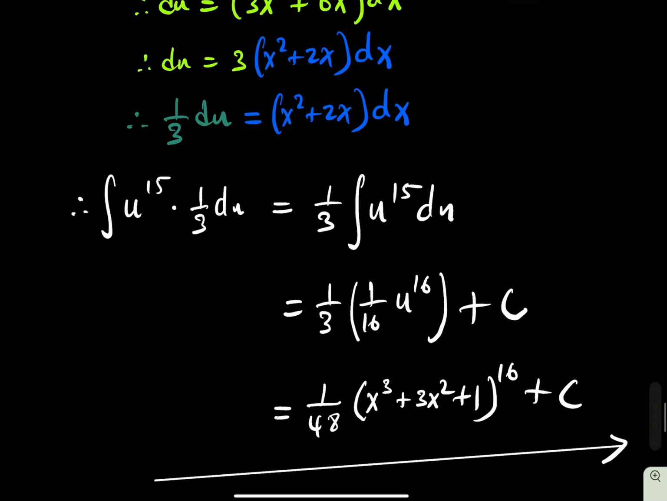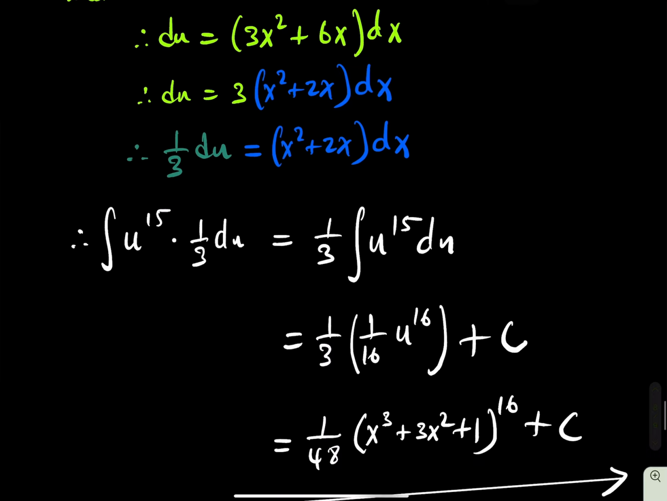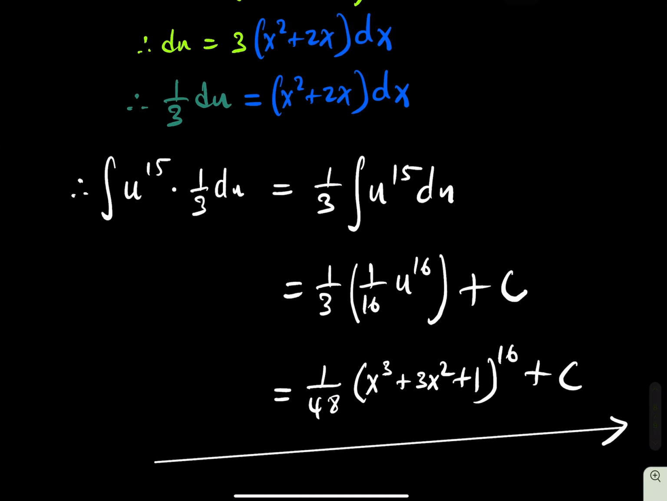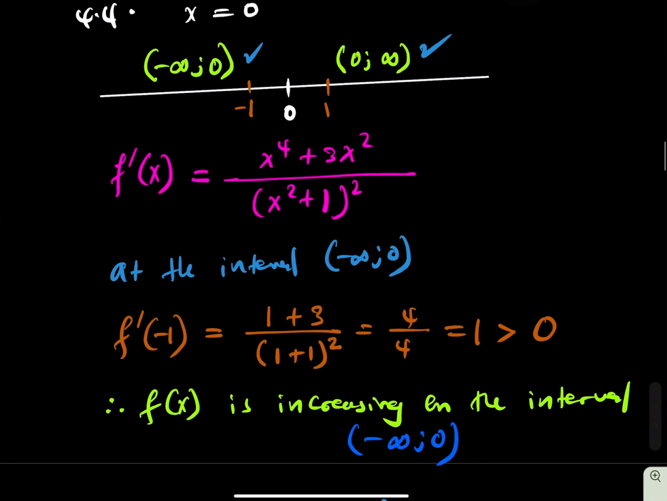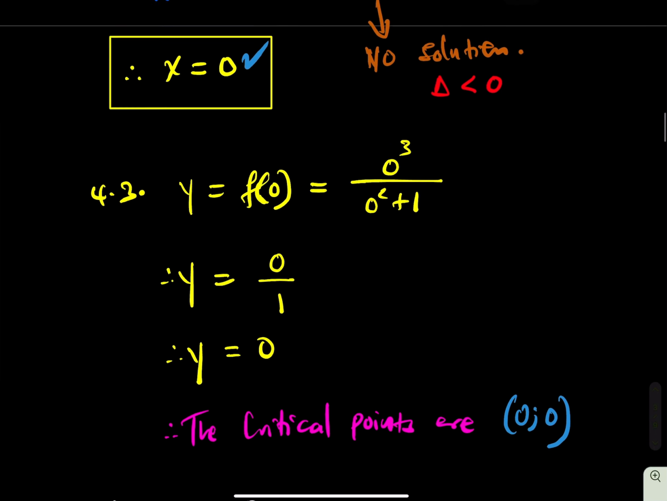It's worth the struggle, trust me. It's really worth it. That's how I'll go about that integral. It's 1 over 48 into x cubed plus 3x squared plus 1 raised to the 16th power plus c, the constant. Let's check the second part of it. It should really be easy as well.